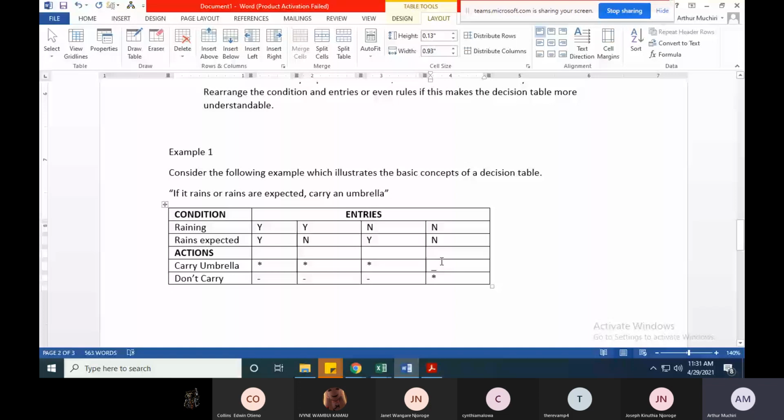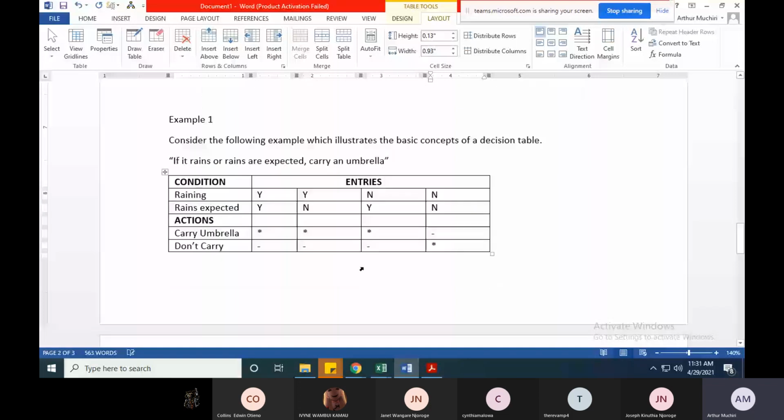So that's how your decision table is supposed to be. It's helping us to determine the days that you're going to carry an umbrella and the days when you're not going to carry an umbrella. So that's how it works. I hope we are still together.